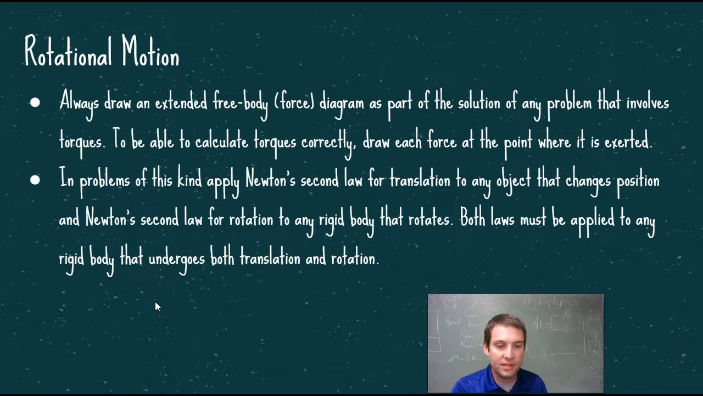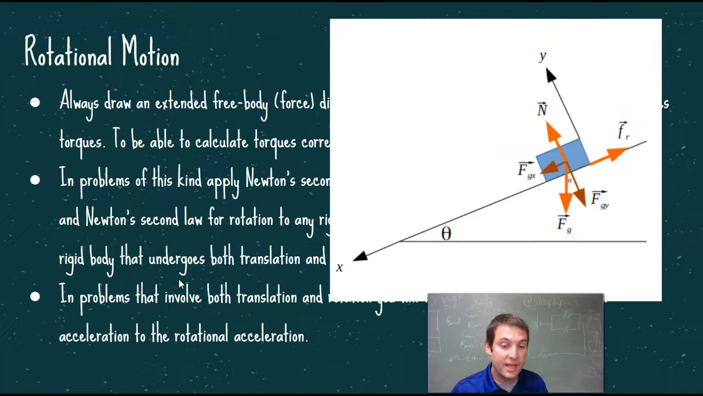In problems of this kind, apply Newton's second law for translation to any object that's changing position, and Newton's second law for rotation to any rigid body that rotates. Both laws must be applied to any rigid body that undergoes both translation and rotation. If there are problems that have translation and rotation, you would need to relate your acceleration, for instance, to translation. So your angular acceleration equals a over r. Your angular velocity equals v over r.